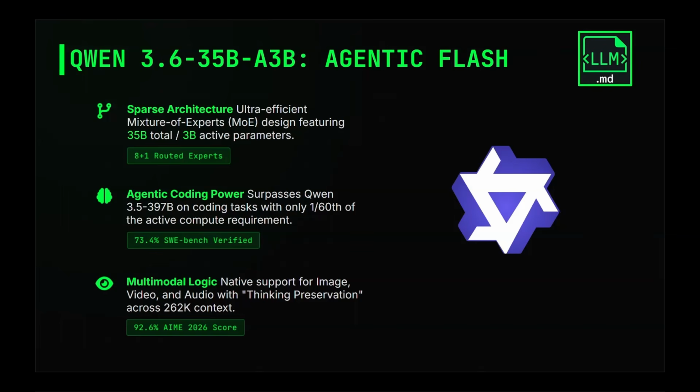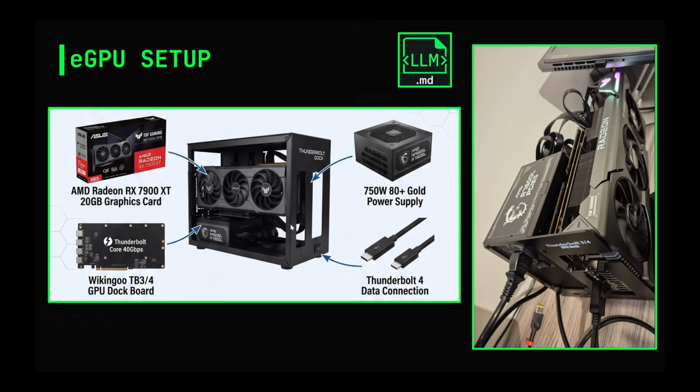Today we'll be testing the newly released Qwen 3.6 from Alibaba Labs. We'll be testing the 35 billion mixture of experts model, which should perform incredibly well in our eGPU setup. Powering our eGPU setup is an AMD RX 7900 XT from Asus with 20 GB of VRAM that should give us just enough breathing room to squeeze in a Q4 quantization of the model, plus a solid context window. So let's see what we can do.